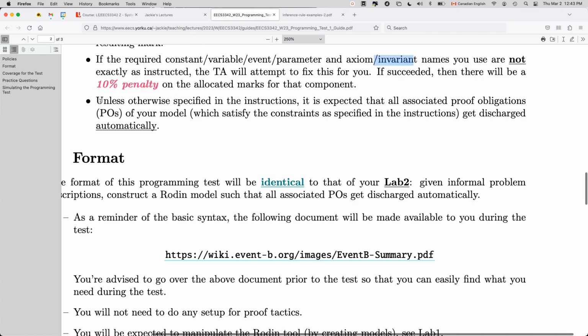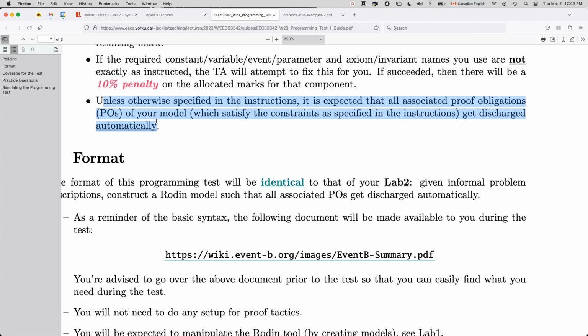Okay, so most likely we will expect that after you encoded everything, there should be no undischarged proof obligation. If there are any, that's okay. We might deduct some marks, but you'll definitely get credit for what you have written. We'll judge.